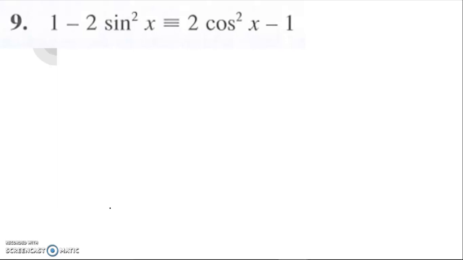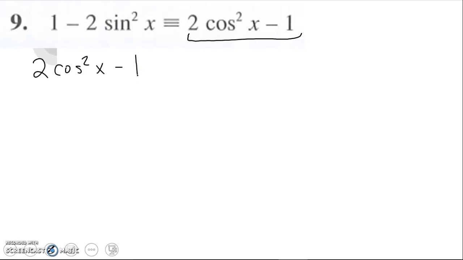I'm going to pick the right side, and prove it to my left side. But again, you could easily pick the left side since they're about equally challenging. So let's go ahead and do the right side and prove our left side. So I've got 2 cos squared x minus 1. What I can do here, let me rewrite this. I've got 2 cos squared x minus 1.